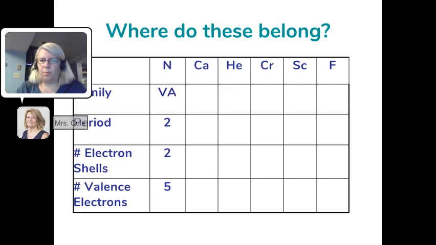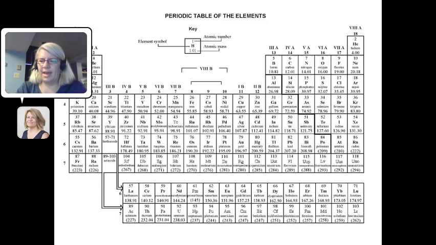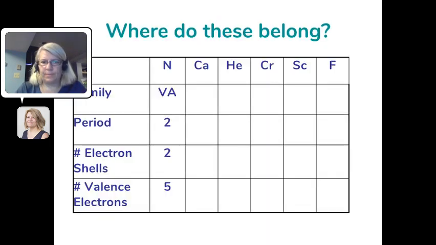Okay, let's take a look at chromium, Cr. See where that is on the periodic table. Chromium is in this transition area here. The row or period 4, and the group is VIB. So the family is VIB or 6B. It is in period 4. It does have 4 electron shells, and the number of valence electrons still matches the Roman numerals here, even though it's in group B. So it has 6 valence electrons.